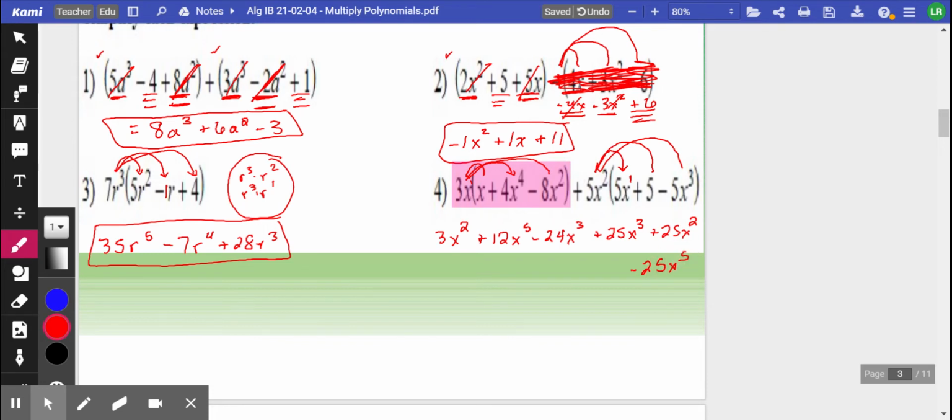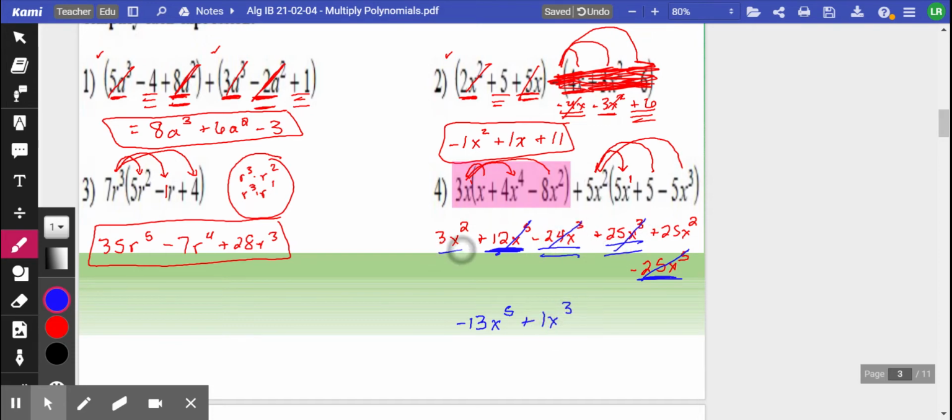Okay. Now it's time to add up my like terms. So biggest exponent here is my x to the fifth. So I have 12x to the fifth, and I have negative 25x to the fifth. That's going to be negative 13x to the fifth. Remember, when I'm adding, I don't mess with these exponents. Those are done. My x to the thirds are next. We have negative 24x to the third plus 25x to the third. That's positive 1x to the third.